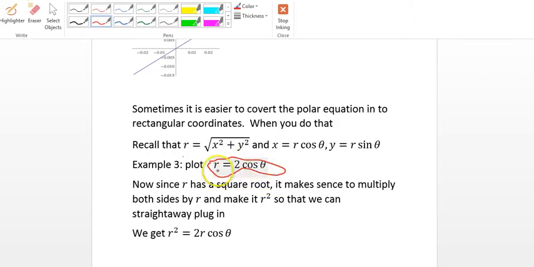Right. Now when you want to make the conversion, remember that r is equal to the square root of x squared plus y squared, and x is equal to r cosine theta, and y is equal to r sine theta. These things will help you to convert this into x and y. You need this in x and y. Alright. So how do you convert this into x and y? That's the next question.